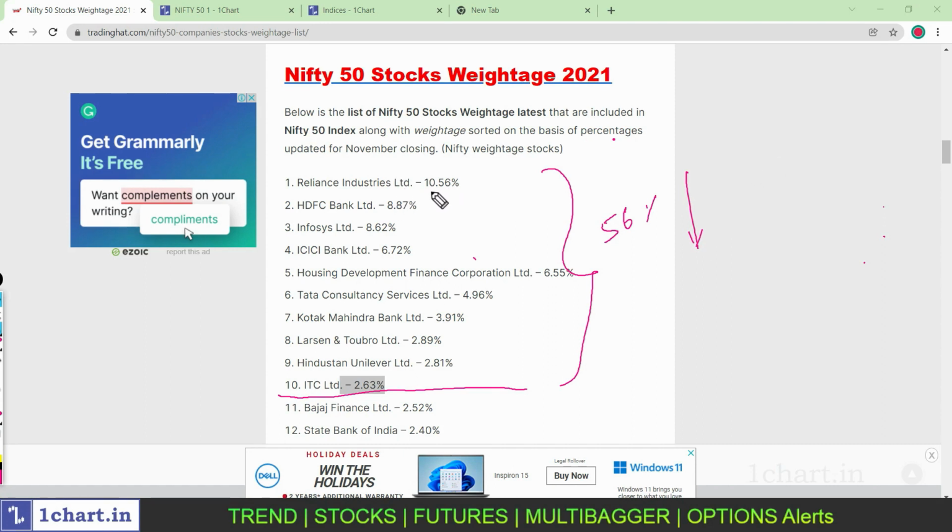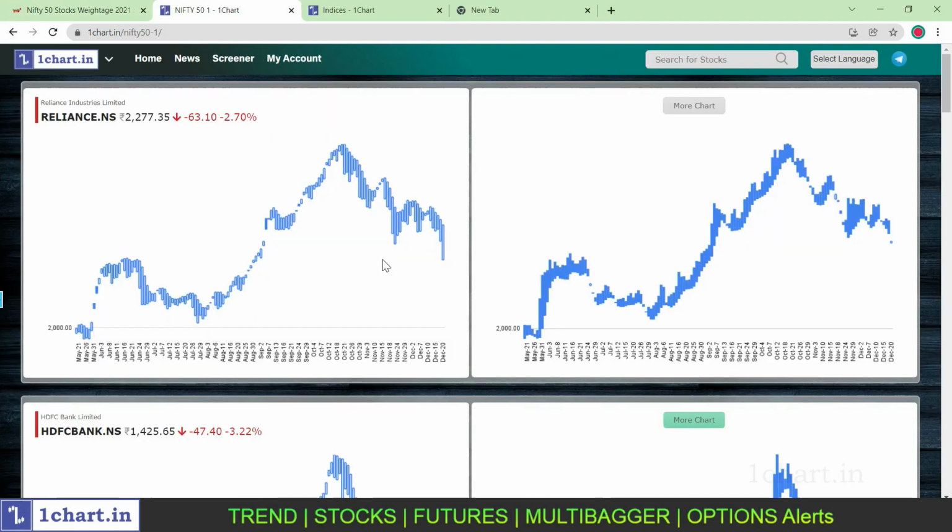The major percentage is 10 percentage, 8, and Infosys, ICICI. These 5 stocks are around 10, 18, 26, 32, and 38 percentage, more than 25 percentage. If these 5 stocks are going down, it means Nifty 50 is also going down. How to easily find whether Nifty is going up or down?